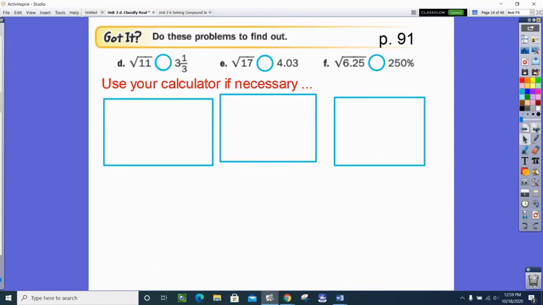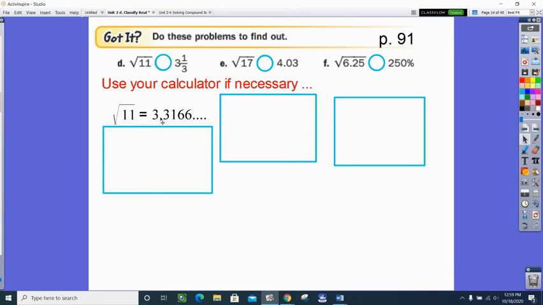Okay, so your turn on page 91. I'm going to ask you to pause the video. You're going to use your calculator if you need to. Remember you can do that now. And remember to hold out the number of places so that you can make an accurate comparison. And when you're set, come back and let's see how you did.